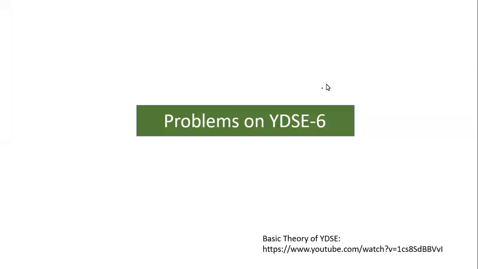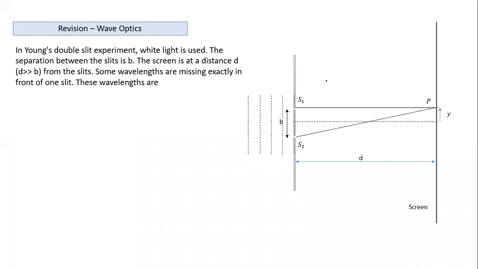Next question, question number 6, and this is a typical YDSE setup here. But there's one difference in the YDSE setup. Of course, rays are incident perpendicular to the slits, but not monochromatic. The light source used is white light, so it has several wavelengths here. Unlike a single wavelength, several wavelengths are present.